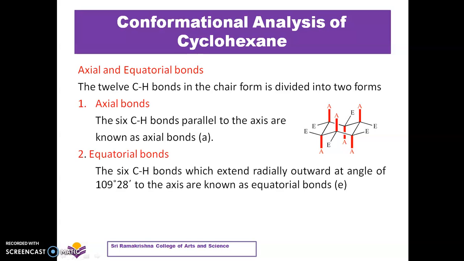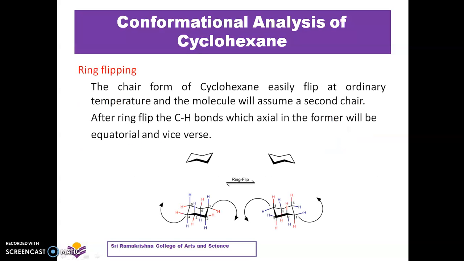Now let us see the axial and equatorial bonds. The 12 carbon-hydrogen bonds in the chair form are divided into two kinds: axial bonds and equatorial bonds. Axial bonds: the 6 carbon-hydrogen bonds which are parallel to the axis are known as axial bonds. It is represented by the letter A. Equatorial bonds: the 6 C-H bonds which extend radially outward at an angle of 109 degrees 28 minutes to the axis are known as equatorial bonds. It is represented by the letter E.